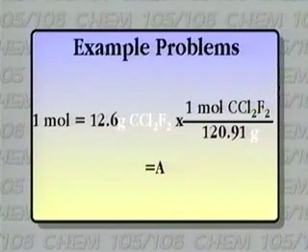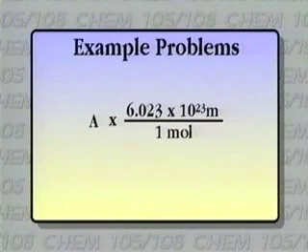My next step would be to ask the question, well, now that I know how many moles, how many molecules do I have? And so I would now set up the next part of the problem. I would say molecules of CCl2F2 would be equal to the number of moles, which we just calculated, multiplied times 6.023 times 10 to the 23rd molecules, again I'm running out of space here, per 1 mole. And so our unit moles would cancel.